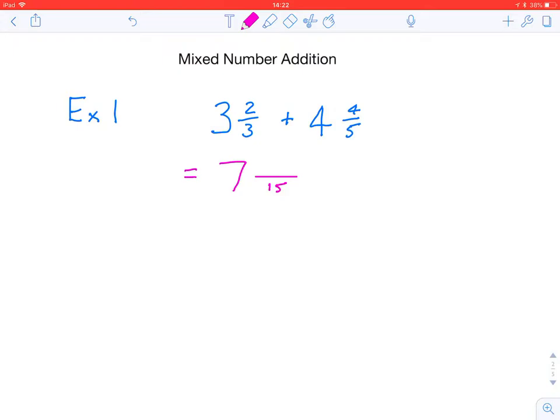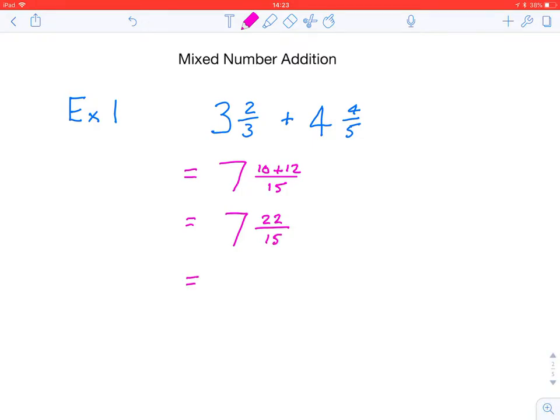So the 3 is being multiplied by 5, so 2 times 5 is 10. So we're saying that 2/3 is 10/15. Plus, we've multiplied the denominator 5 by 3 to get 15, so times the numerator by 3, 4 times 3 is 12. And that gives us 7 whole numbers. And simplifying the top line, 10 plus 12 is 22, so we've got 7 and 22/15.